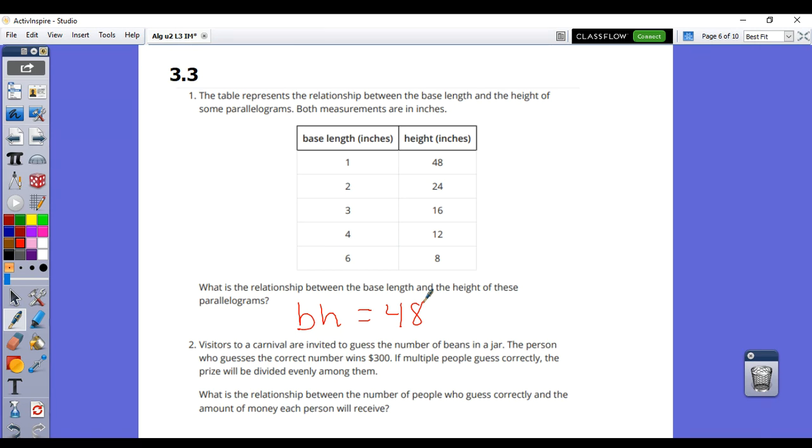Number 2, in the carnival. Again, you should do these before. I'm giving you the solutions now. Do them on your own first. Pause the video if necessary.